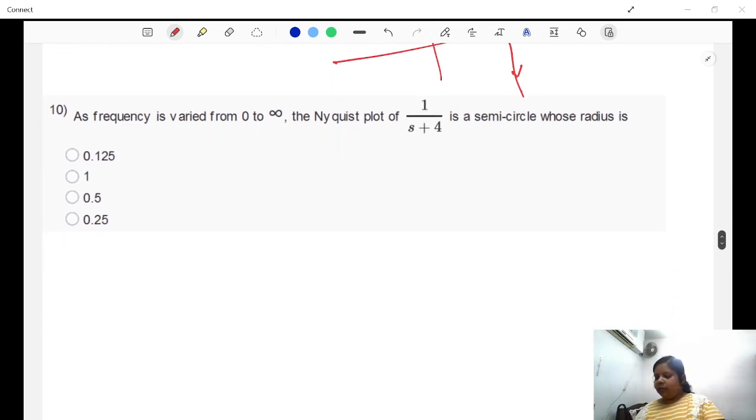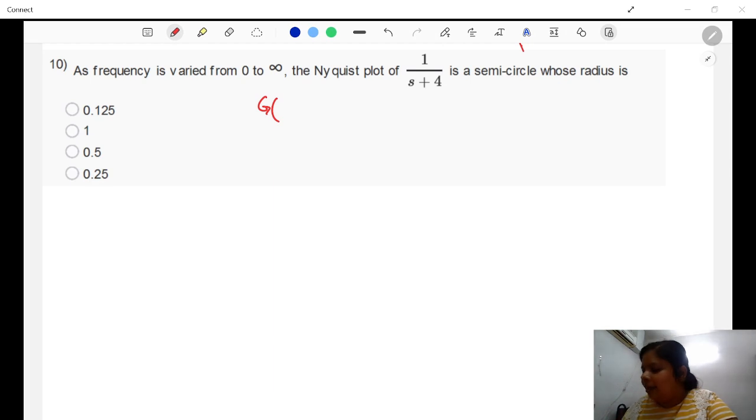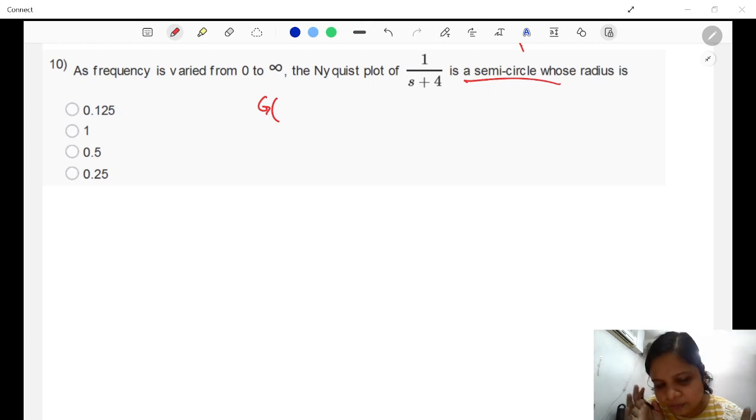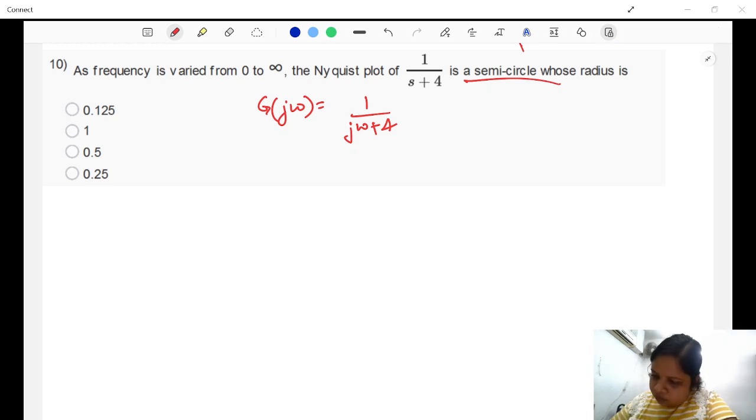Okay. Now we move to the next question. We want to find the Nyquist plot again here, and the question says it is going to be a semicircle. If it is given that it is a semicircle, it has to be a semicircle. Do not try to find out if it is a semicircle or not. Try to find out what the intersection points could be, and then we'll see what the center is. Just wait. So g of j omega is 1 upon j omega plus 4. All right. Now, just a second.